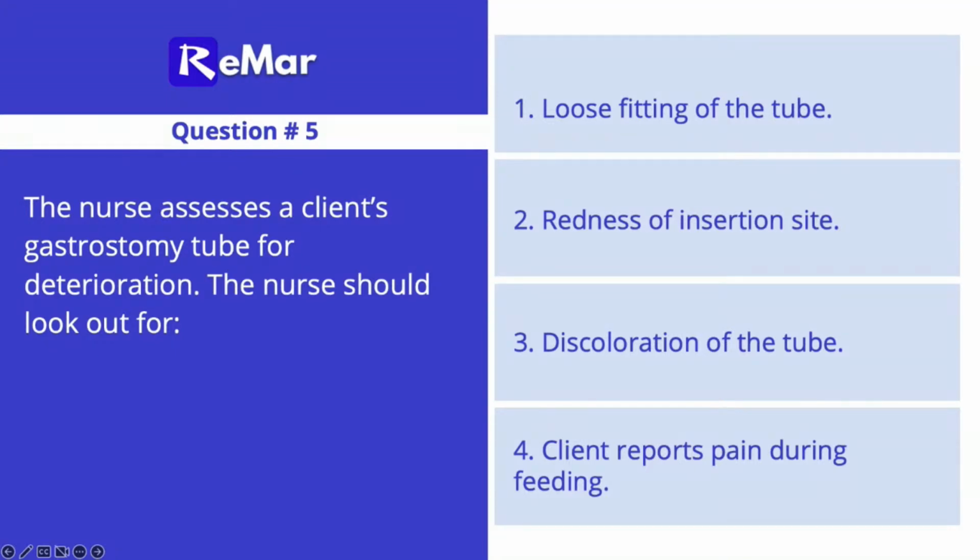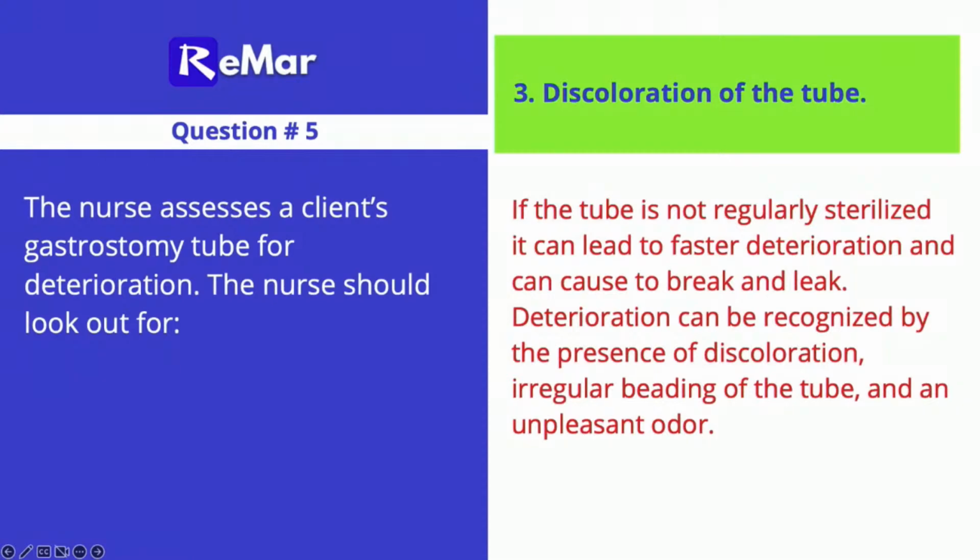Okay. Great job, everybody. The correct answer is absolutely 3, discoloration of the tube. If the tube is not regularly sterilized, it can lead to faster deterioration. We also talked about it being able to leak or break as well if it's deteriorating, but usually it could be recognized by the presence of discoloration, irregular shape of the tube, and an unpleasant odor. Okay, so that word needs to be remembered, deterioration.